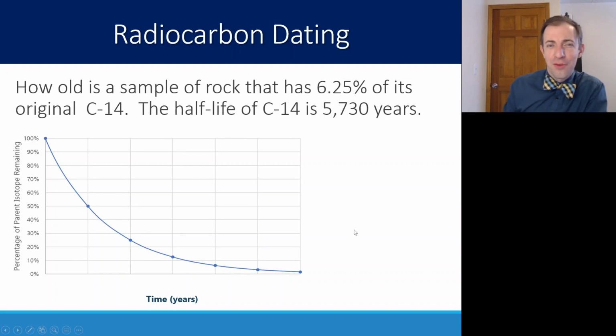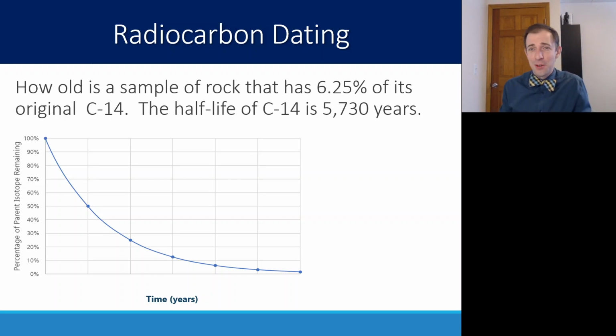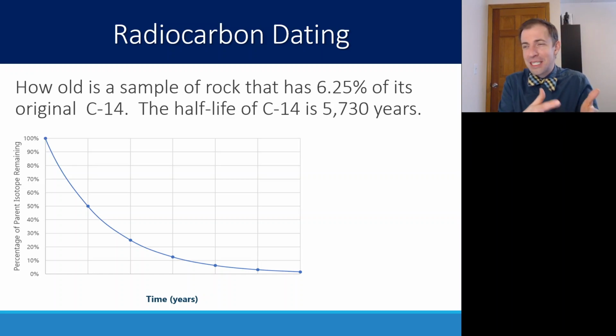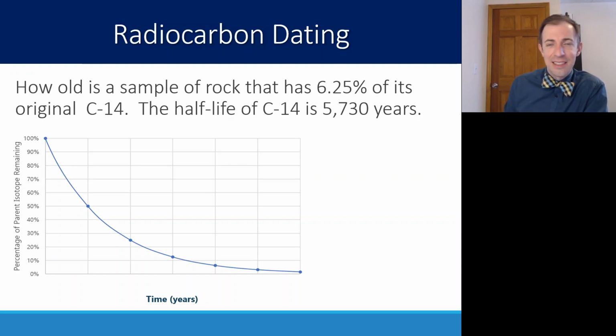How old is a sample of rock that has 6.25% of its original carbon-14? The half-life of carbon-14 is 5,730 years. This is a type of science that's used quite a bit, radiocarbon dating. It's a way of determining how long ago some organic material has decayed. So in this case, it probably wouldn't be done with rock, but maybe some organic material that was captured inside that rock to help us date when that rock formed around it.